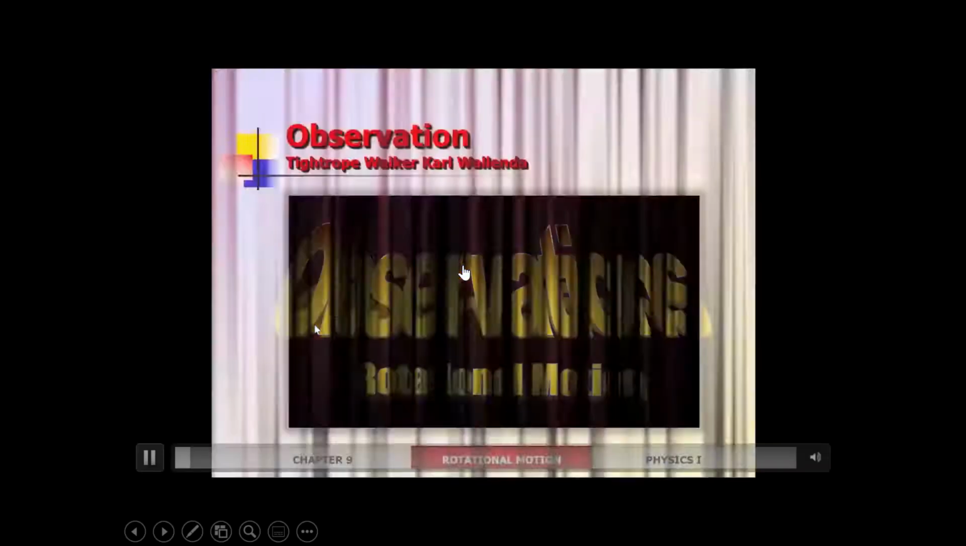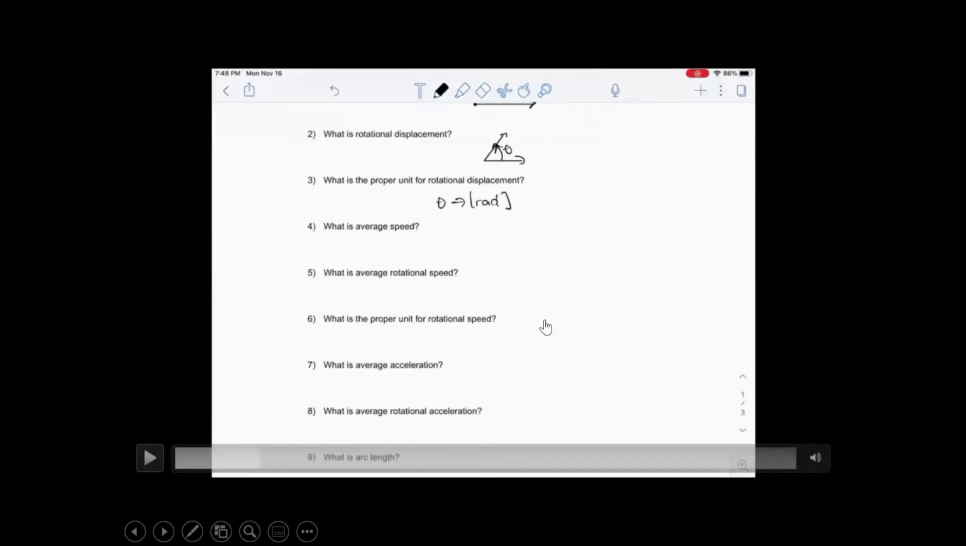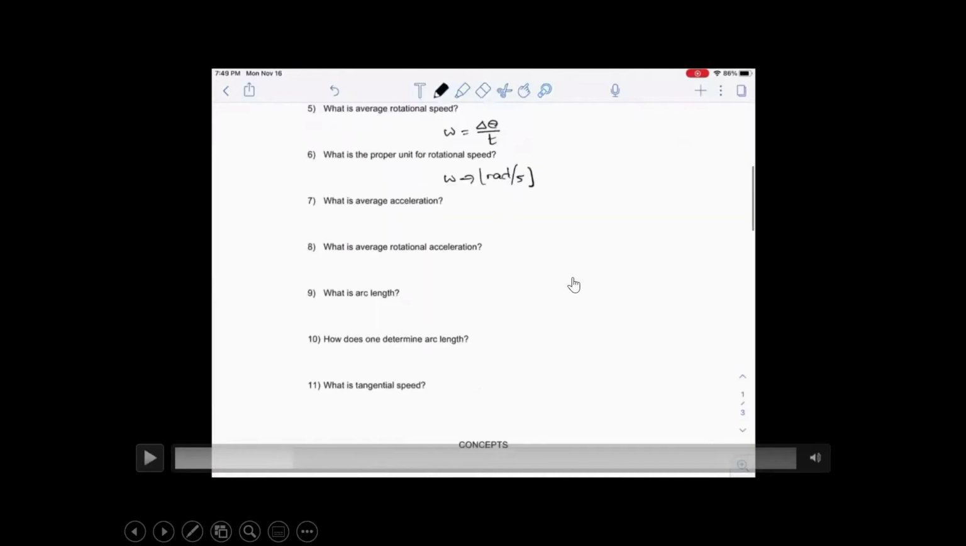Motion, quick review. Displacement is the vector, so it's going to locate the object for you on a coordinate system. Angular displacement is going to be the angle. Proper unit is radians. Average speed is measured distance over measured time, or how fast the location changes in time. Average rotational speed is how fast the angular displacement changes in time. Proper unit is radians per second.